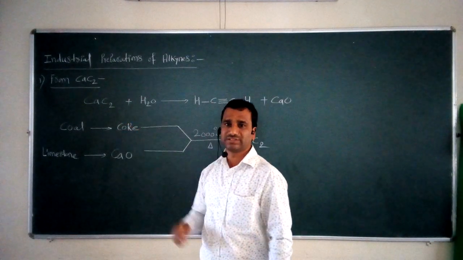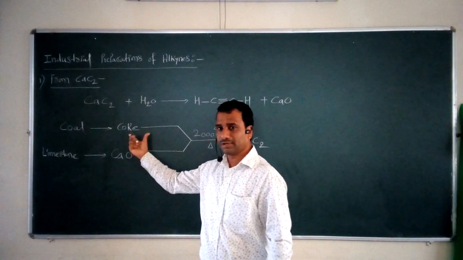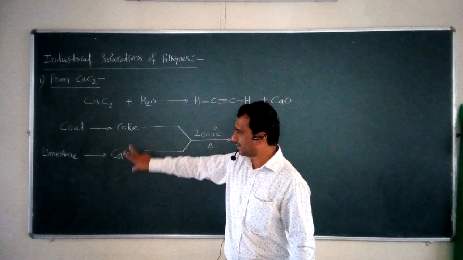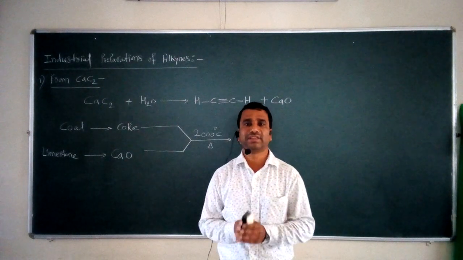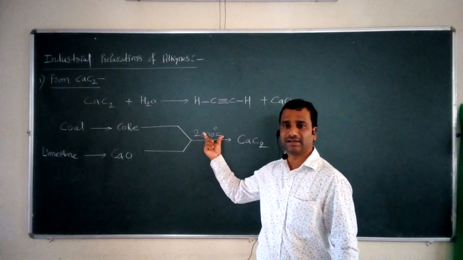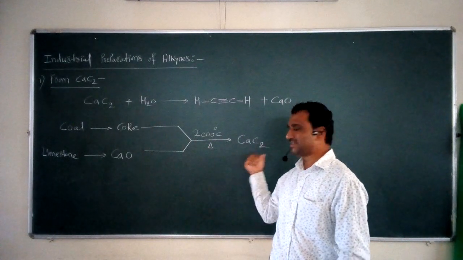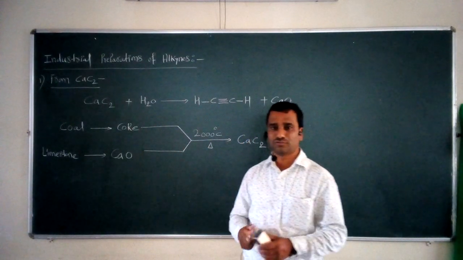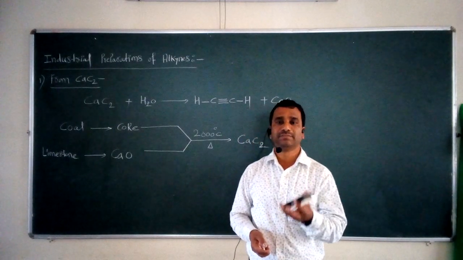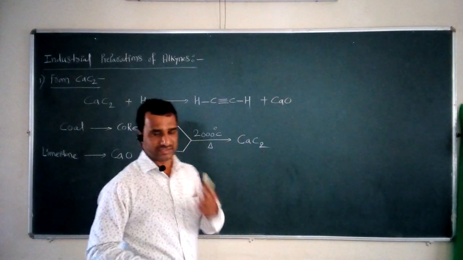So for the formation of this calcium carbide, we have to take coal, and from this coal we get coke. After that, from limestone we get calcium oxide, and when this coke and calcium oxide react together at a very high temperature, about 2000 degrees centigrade in an electric furnace, they generate calcium carbide, and this calcium carbide is useful for the above chemical reaction, or the above industrial method of preparation of alkynes.